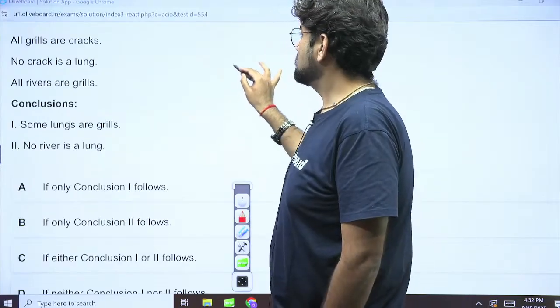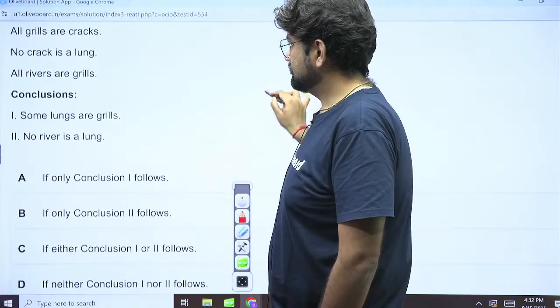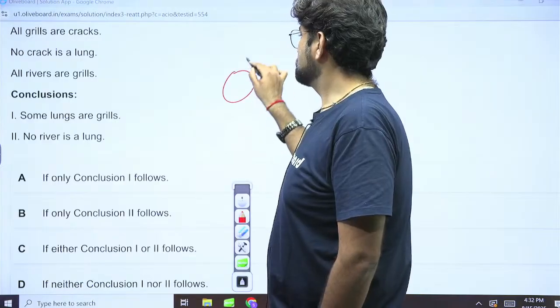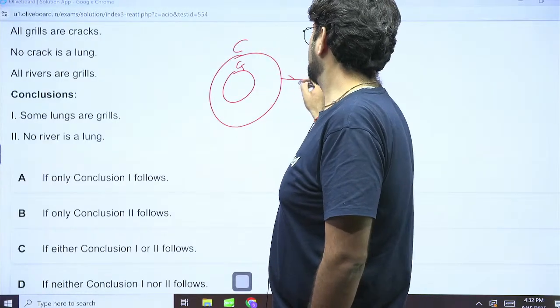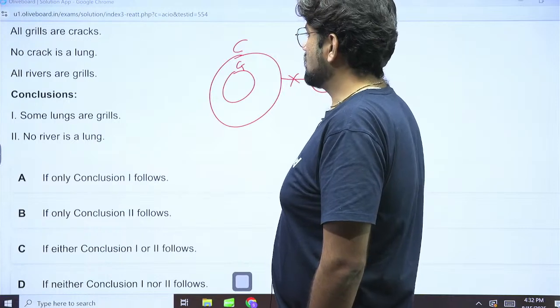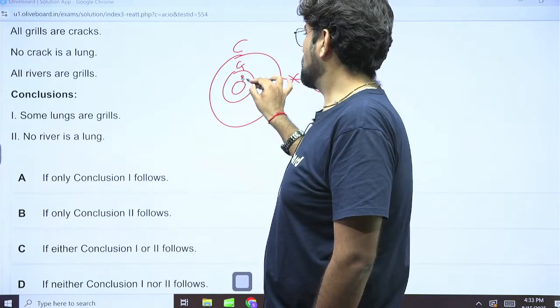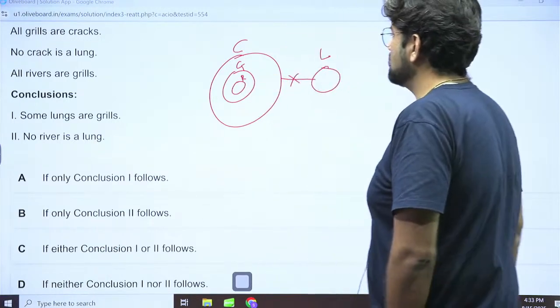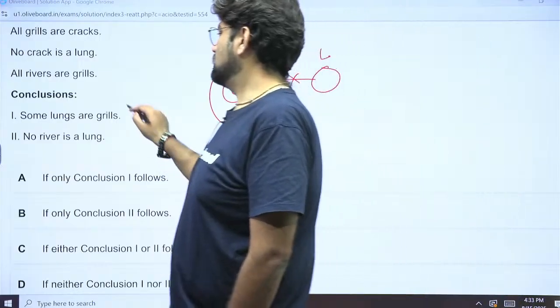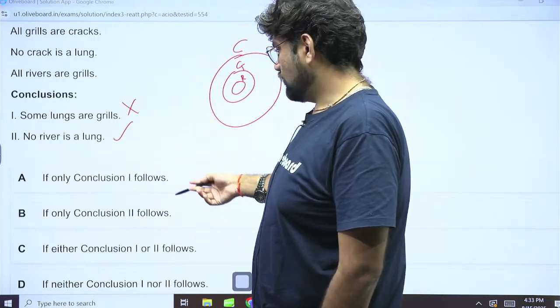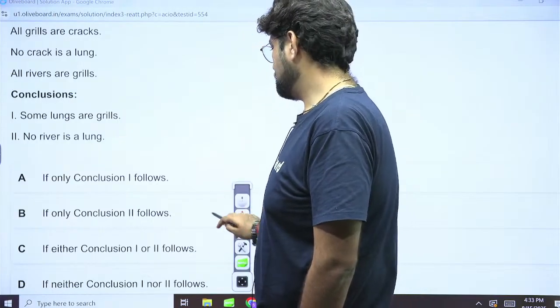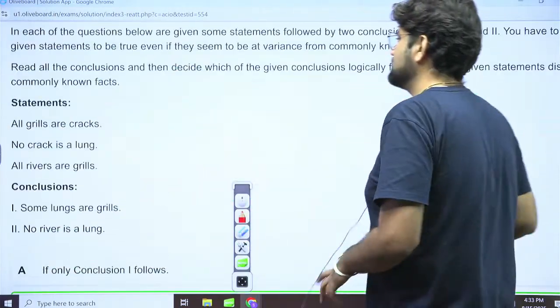Okay, all grills are cracks. No crack is a lung. All rivers are grills. Some lungs are grills, not at all. No river is a lung. Absolutely right. So only conclusion 2 follows. Option B is the right answer. Easy. 29 seconds. Good job. Very easy.